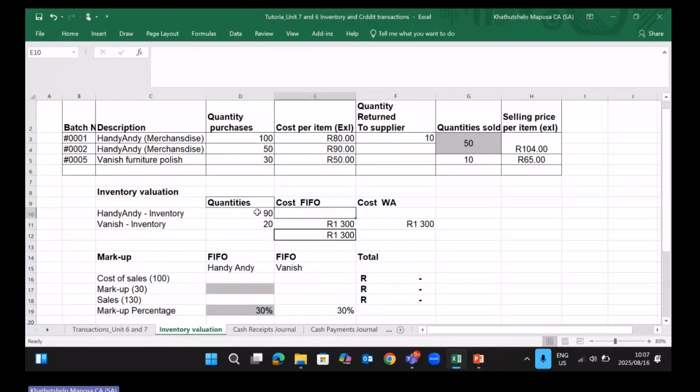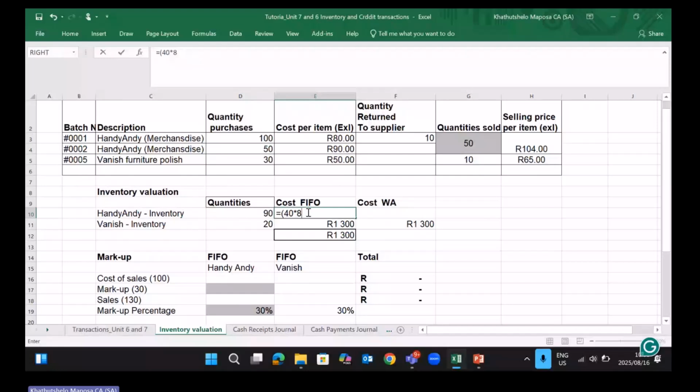Then when we sold 50, what we are saying is that the 50 that we sold was coming from that remaining 90. Then 90 minus 50, we're left with 40. So from the first batch, we have 40. Then when we calculate the value, we're going to say 40 multiplied by what we bought it for. The first batch, we bought them for 80 rands per unit, so multiply by 80 rands.